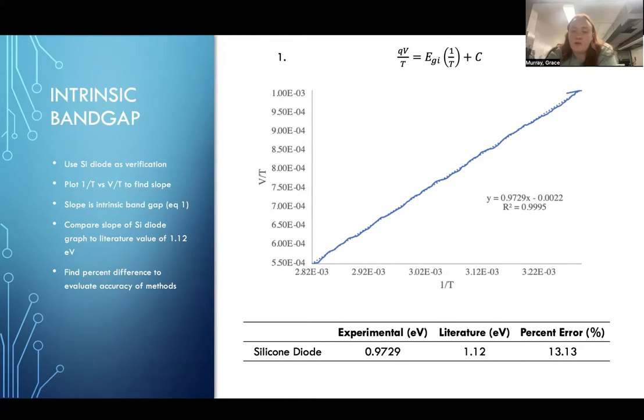percent error of 13.13%. It is important to note here that using heat as a means to create an intrinsic semiconductor is not an efficient or feasible means in a long-term setting, as the heat needed to generate this conduction is too high for everyday use.